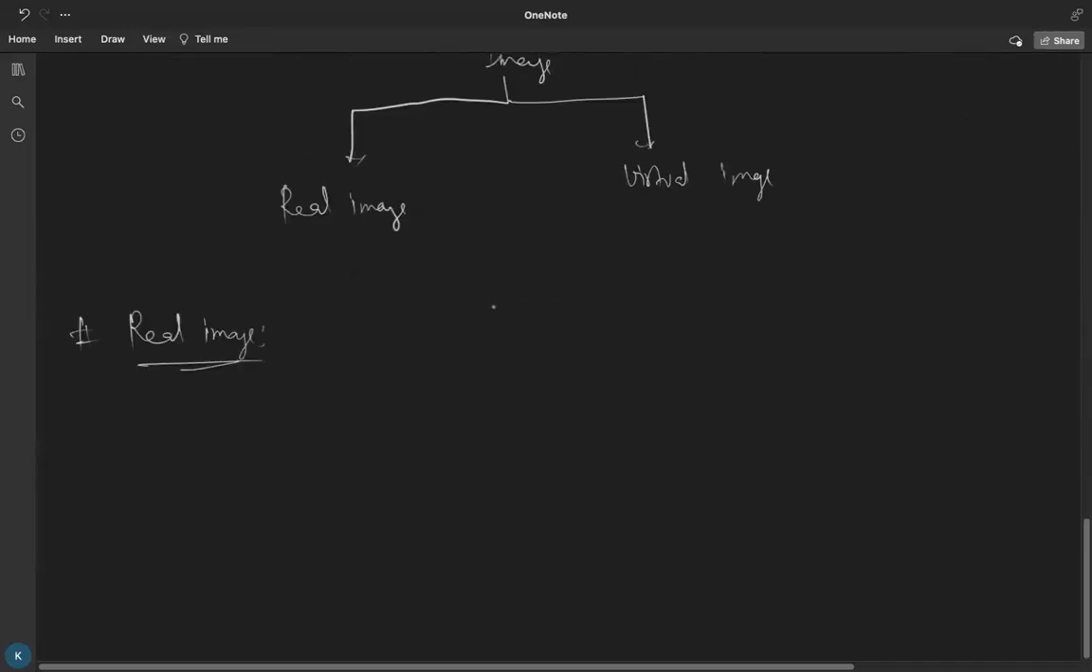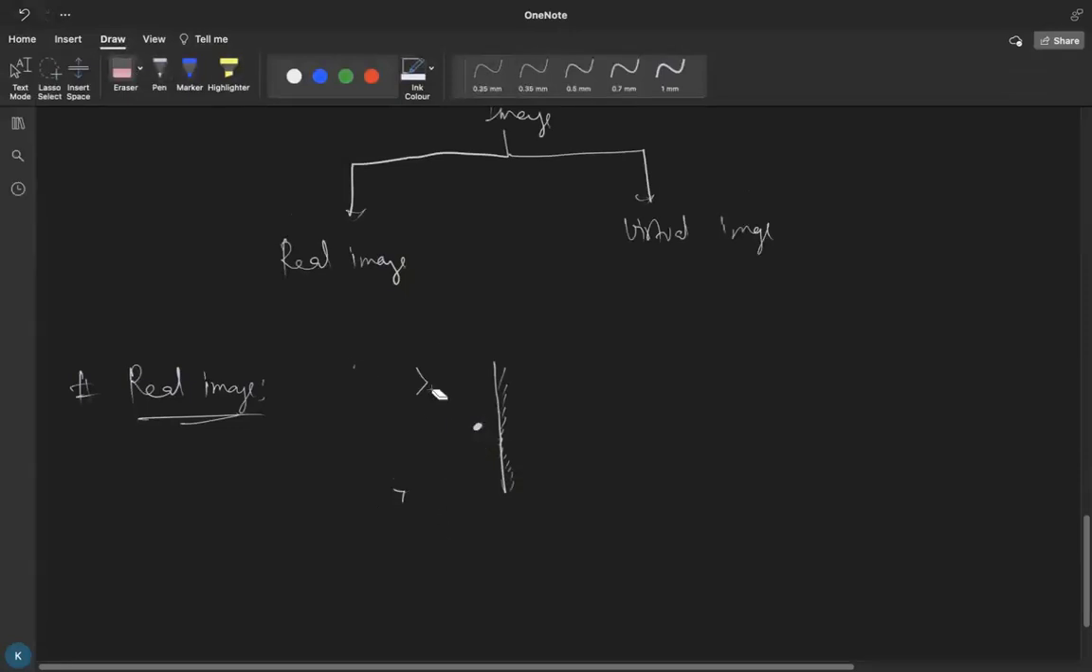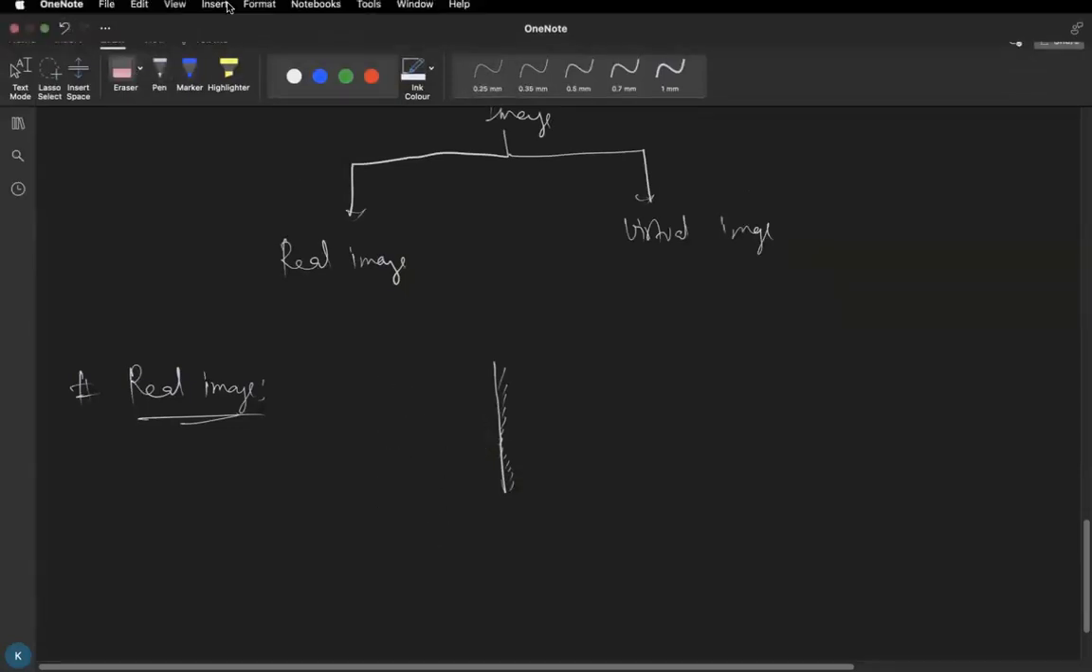So let us assume this is our plane mirror, and there is some object from where a ray of light is incident, and there is another ray of light which is also incident there. So after reflection, it goes in this direction. So this is the intersection point of the... I can make it in a clearer way. So let me draw it again. So it will be okay.